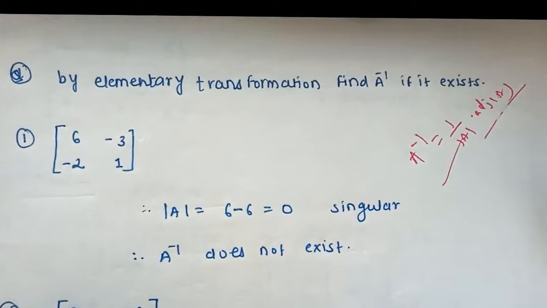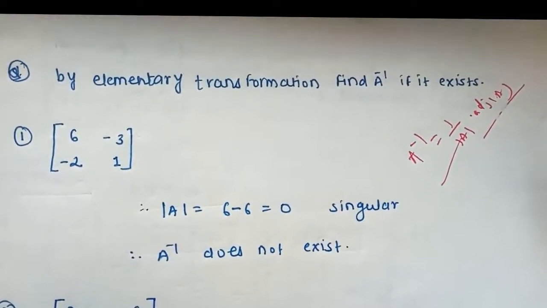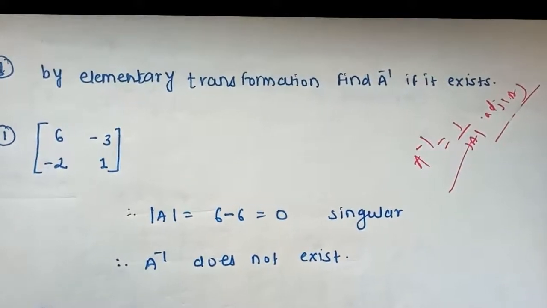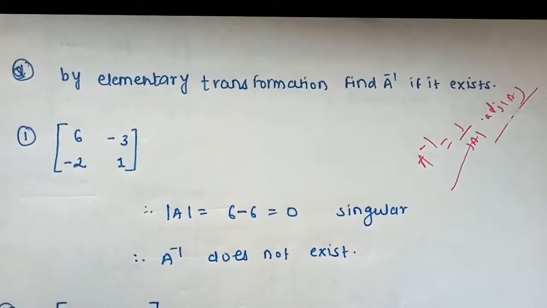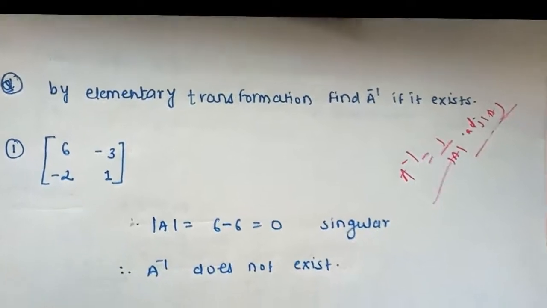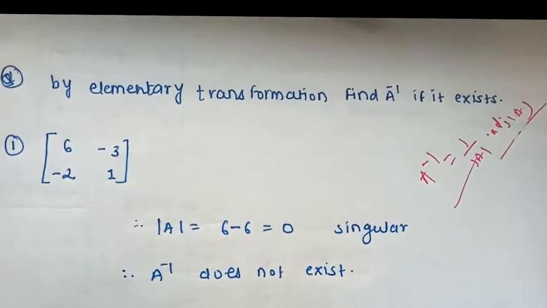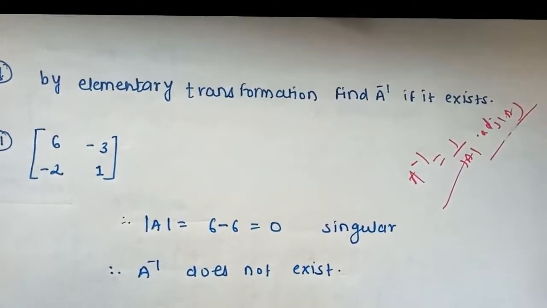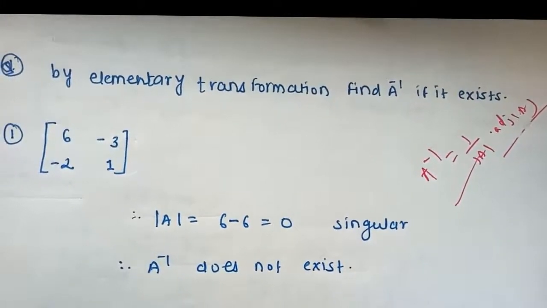how to find the minors of a determinant, how to find the cofactors of a determinant, including 2 by 2 matrices or 3 by 3 matrices. In today's lecture, we can even find the minors and cofactors of 4 by 4 matrices, that means order of 4 by 4, which we will take at the end of the lecture.